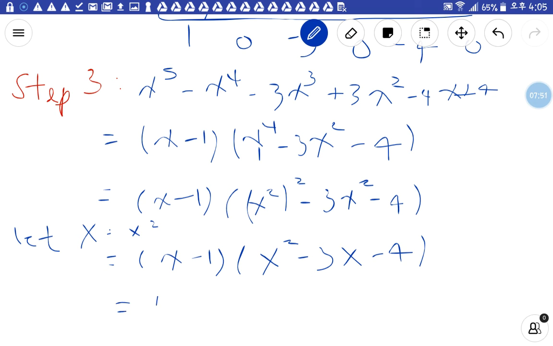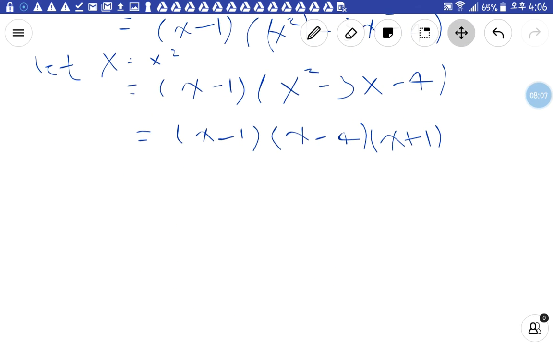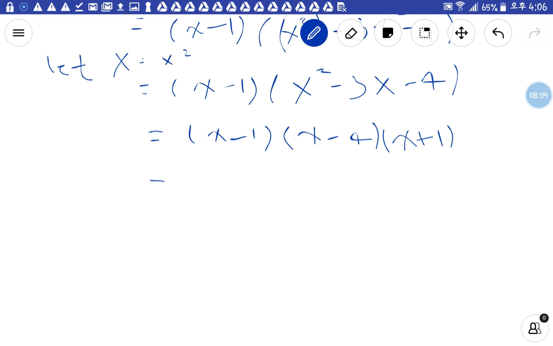Okay, I am familiar with this form. Factors of 4, 1 and 4, and they are 3 apart. So which one has to have a minus? That is 4 and plus 1. But we know that this X is not the original form. We have to replace it back with my original, x squared. It will be x squared minus 4 and x squared plus 1 this time.